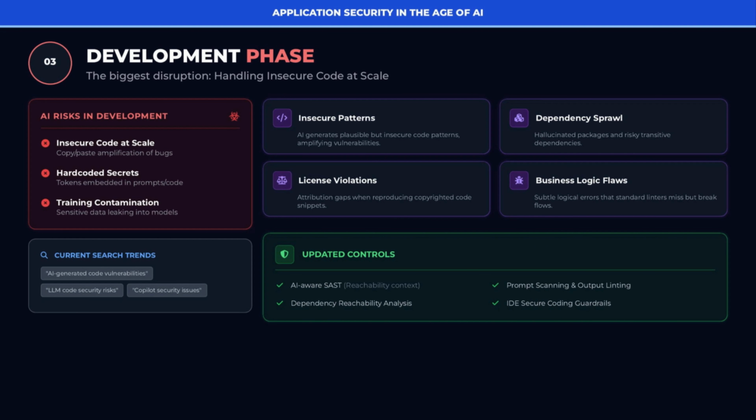To address these, we need updated controls. AI-aware static analysis tools, prompt scanning and output linting, dependency reachability analysis, and secure coding guardrails within our IDEs. It's about building security into the tooling that developers actually use.